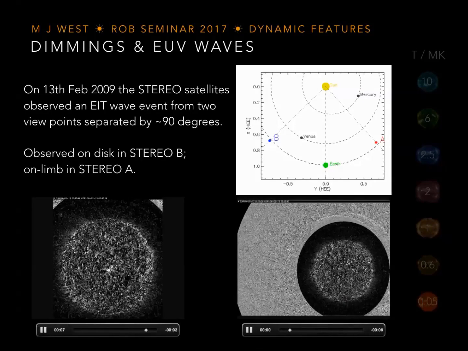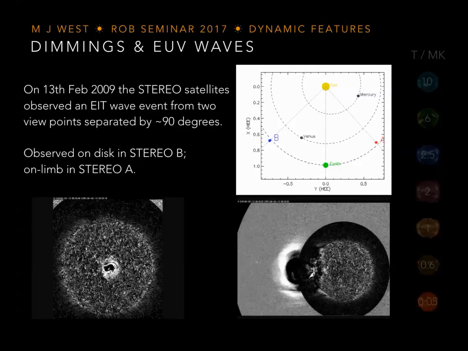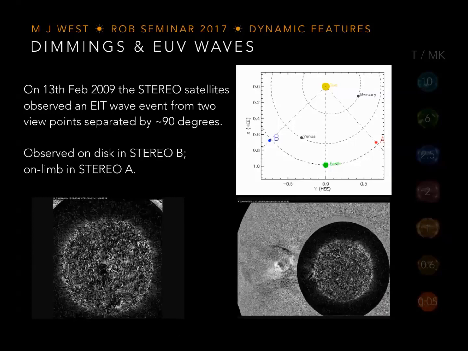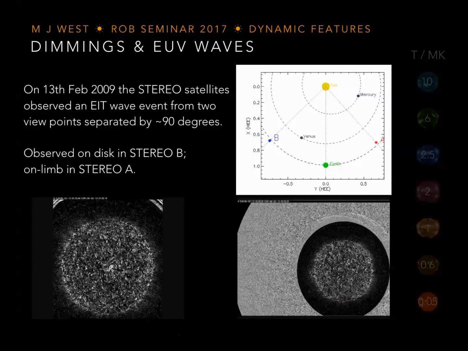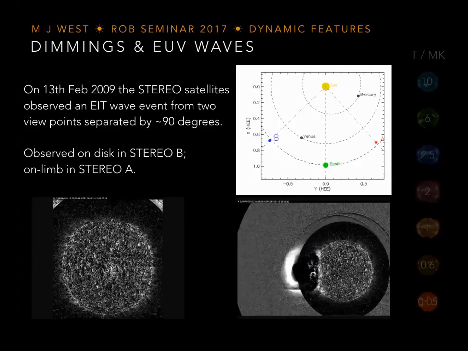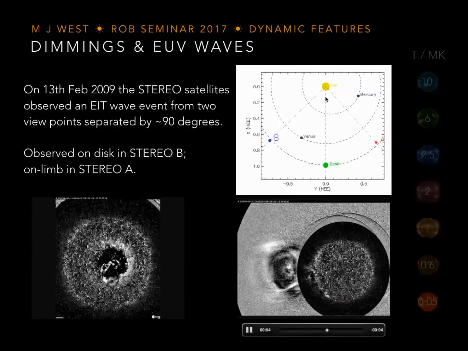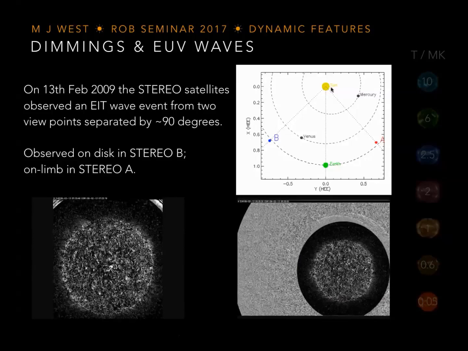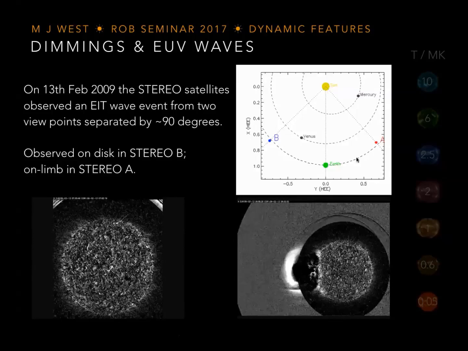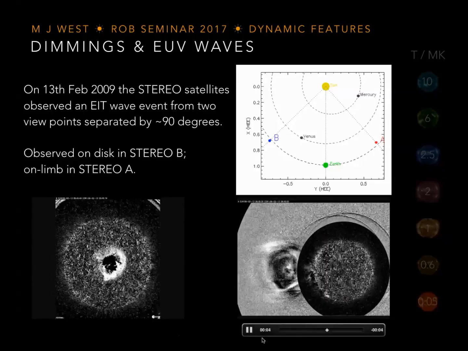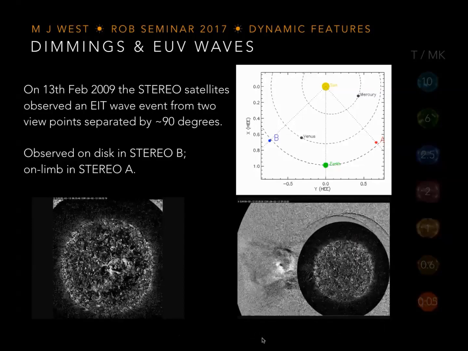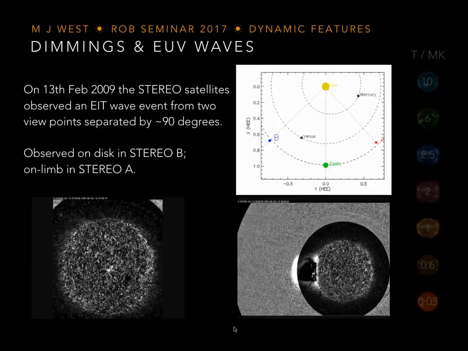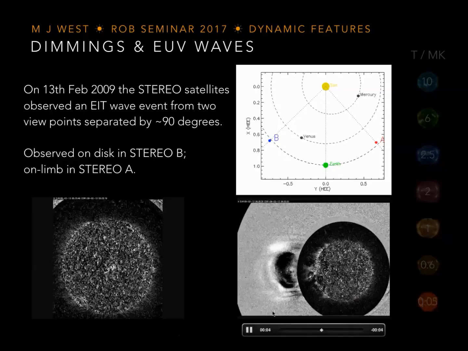But anyway, what we saw was this flare and CME at disk center from one perspective, and we saw it on the limb from another perspective. And this plot up here is just showing where the Sun is, where the Earth is, where STEREO A is, and STEREO B is. And so you can see they're roughly separated by 90 degrees. So this event occurred at disk center observed by one satellite, and on the limb when observed from the other satellite. And we see this CME moving off on the limb.